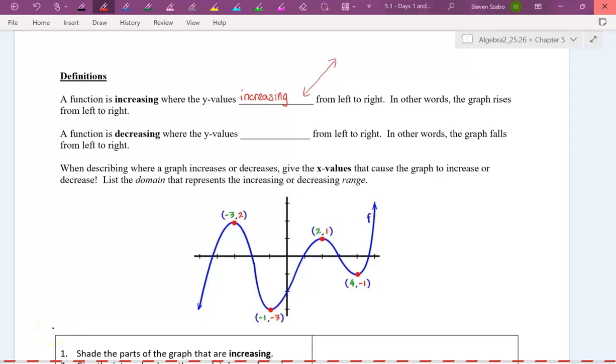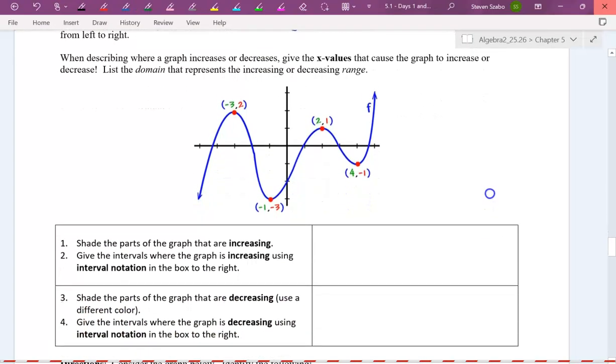On the contrary, it is considered decreasing when the y values are decreasing from left to right, or the graph falls, appears to have a negative slope in just that particular section. So when we are asked to describe the sections that are increasing or decreasing, we're asking about the x values or the domain in which it is increasing or decreasing. The numbers that we list are going to represent the domain because the values of the range, the y values, are increasing. Gets a little confusing there in the language, but let's take a look at that here in practice.